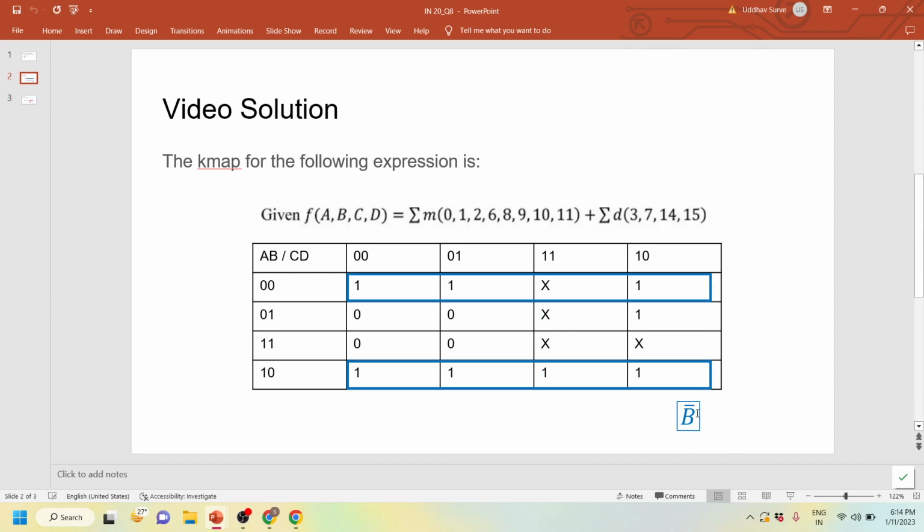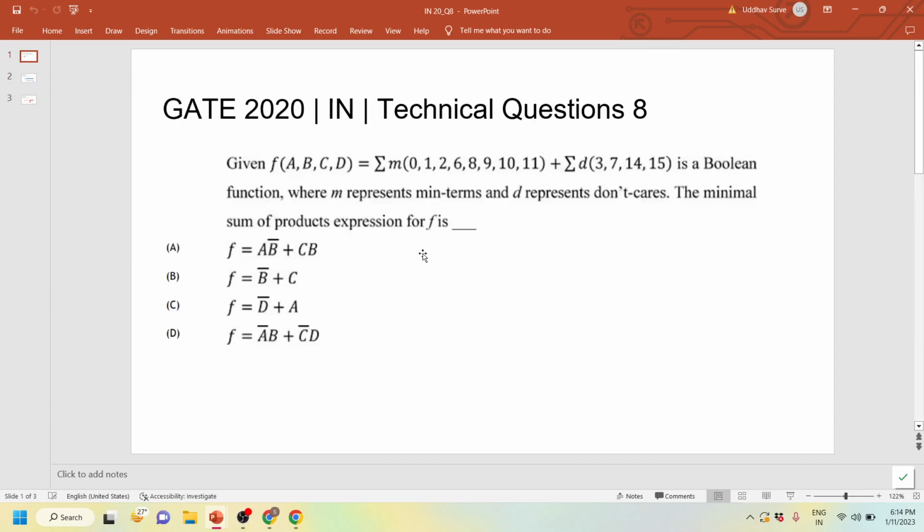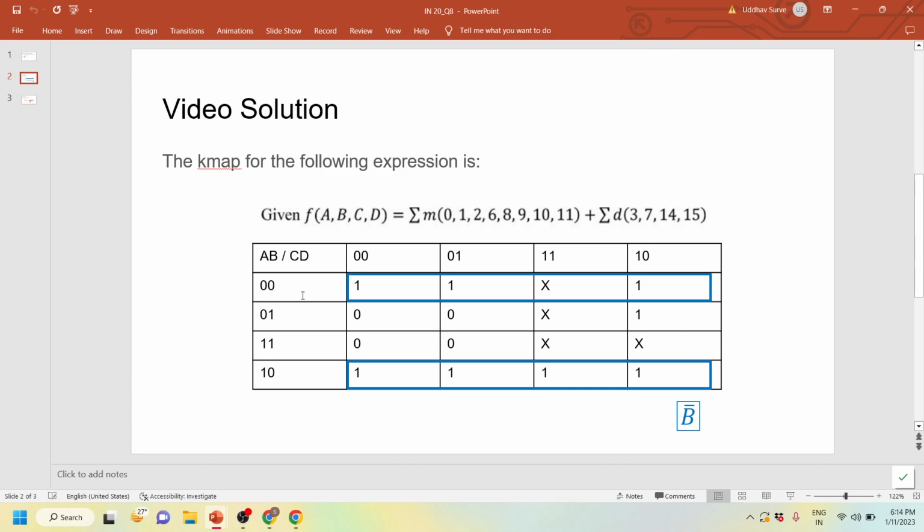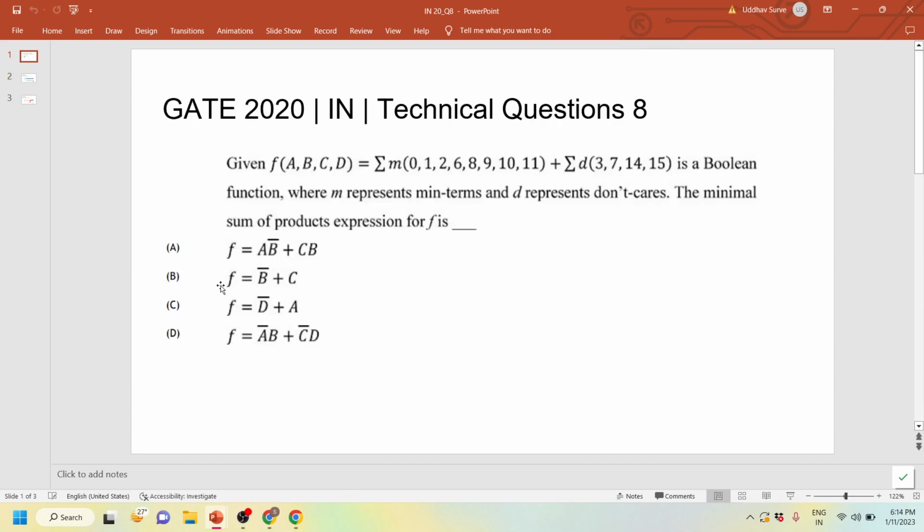So the first was B bar. When B was 0, output was 1, therefore B bar. And the next was C. So when we put the summation of the min terms, sum of products, it is B bar plus C to account for this blue group and the red group. So the answer is option B. F is equal to B bar plus C. Any doubts in this question?